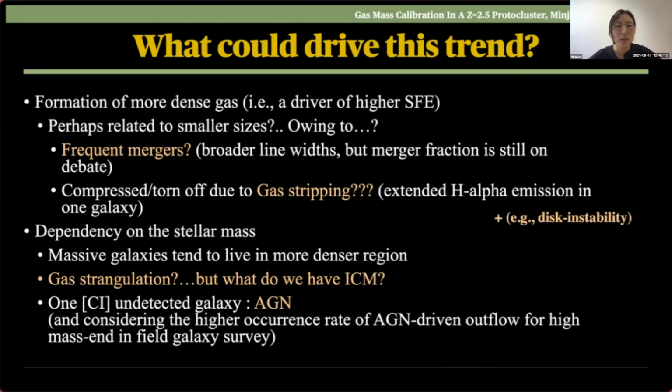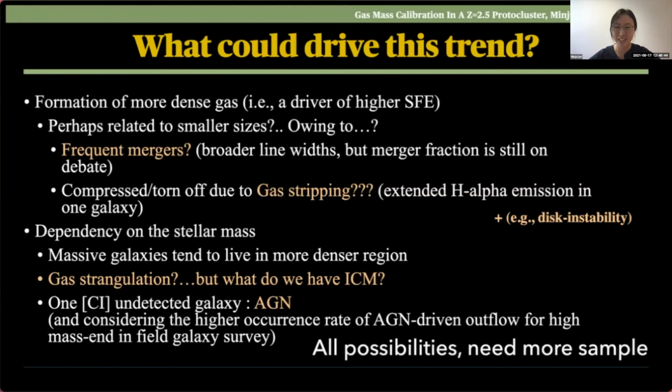Okay, I'm almost done. But there is another possibility: gas stripping. One galaxy seems to show this kind of signature with extended H-alpha emission. But of course, given the high gas fraction comparable to field galaxies, instabilities like in situ galaxy formation can happen. There are other possibilities. So anyway, what I want to say here is that all possibilities are considered and can be possible. I cannot reject any of the possibilities, so a larger sample is needed.